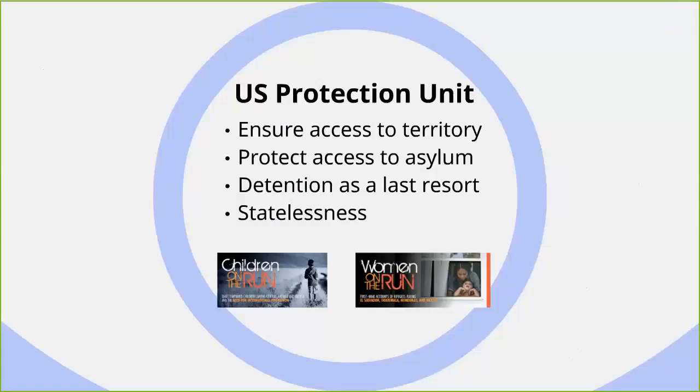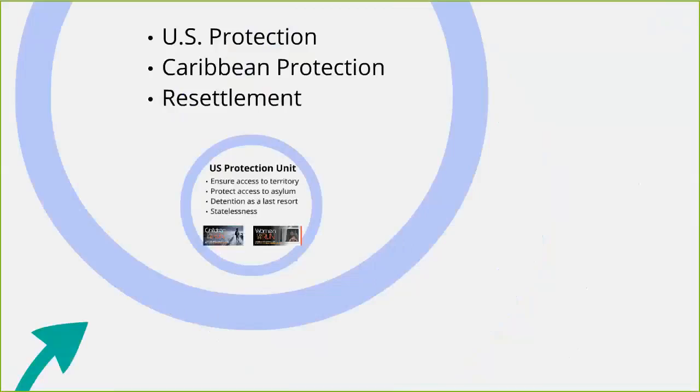I've included pictures of 2 recent reports produced by the U.S. Protection Unit here: Children on the Run and Women on the Run. Both of these reports look at reasons why women and children are fleeing El Salvador, Guatemala, Honduras, and Mexico in search of protection in the U.S. and obstacles they encounter in finding protection.